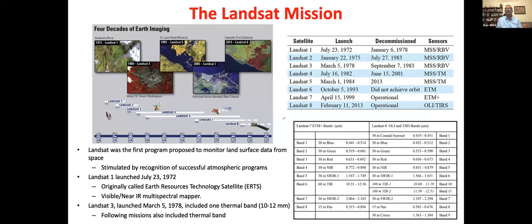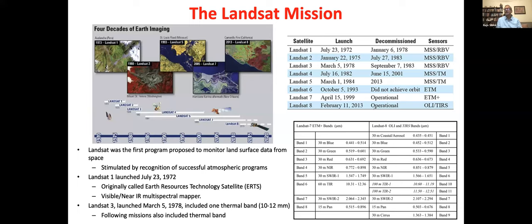Let me very quickly run through the different missions which we have. I'm running out of time a little bit, but one of the oldest and most widely used missions is the Landsat mission, which was launched by the Americans. There are 8 missions already, from 1 to 8. You can read the details a bit later, but this was one of the most extensive data sets which is still available for our use.